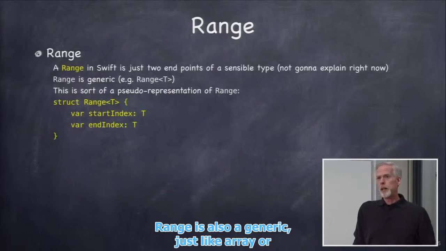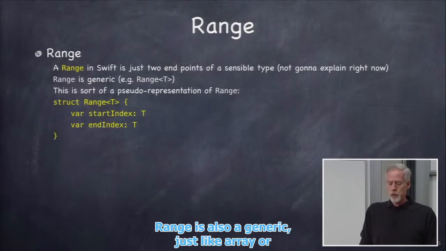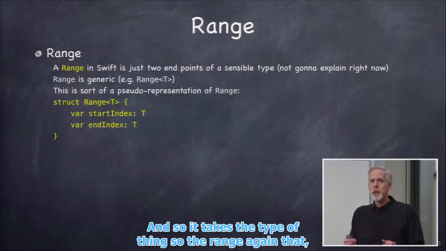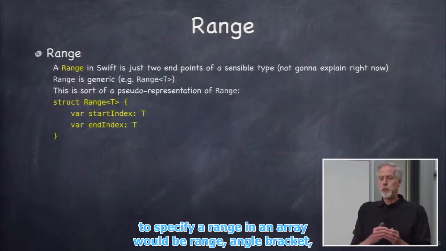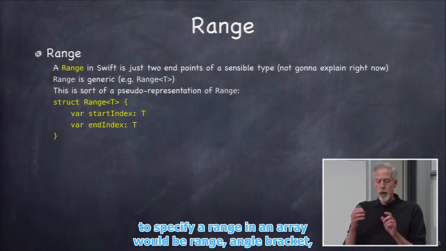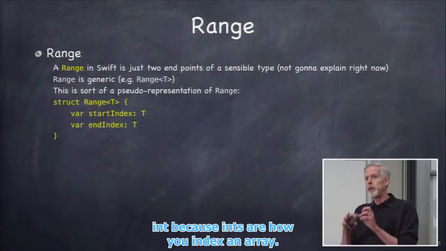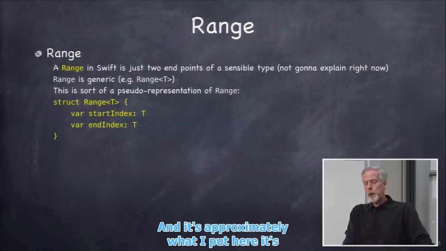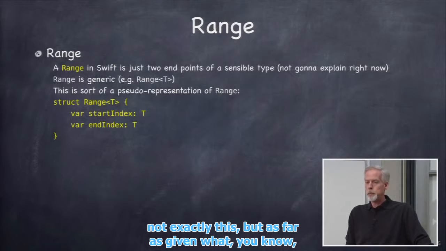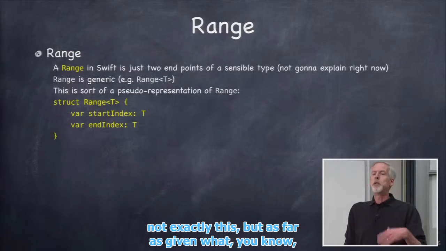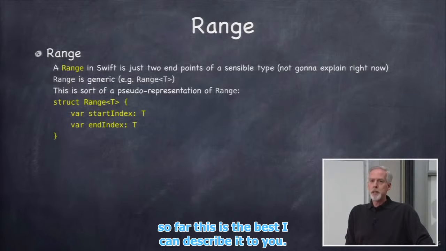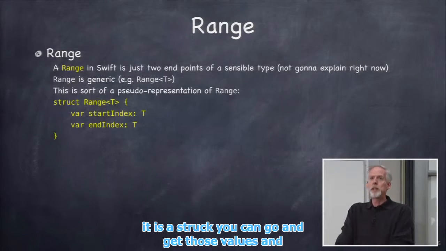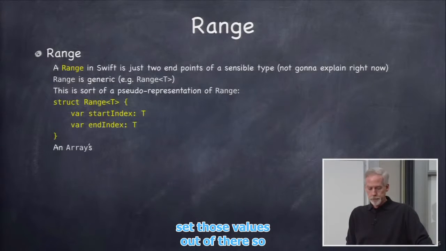Range is also a generic, just like Array or that Optional enum. And so it takes the type of thing. To specify a range in an array would be Range angle bracket Int, because Ints are how you index an array. It's approximately what I put here. It's not exactly this, but given what you know so far, this is the best I can describe it to you. It's just a struct that has a start index and an end index, and you can get and set those values.